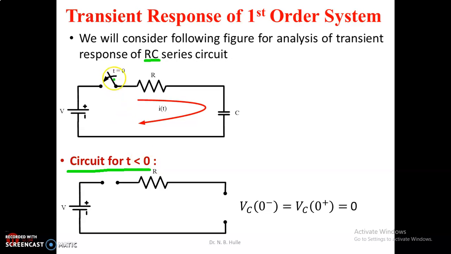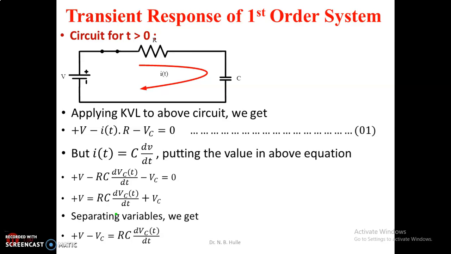For t less than 0, the switch is open and the steady state was reached. That's why in the steady state this capacitor acts as an open circuit. This resistor will be the same as it is, and from this circuit we will find Vc of 0 minus, which is equal to Vc of 0 plus, which is equal to 0 volt, the initial condition of this network. Then we'll analyze the second part, that is the behavior of the circuit for t greater than 0.